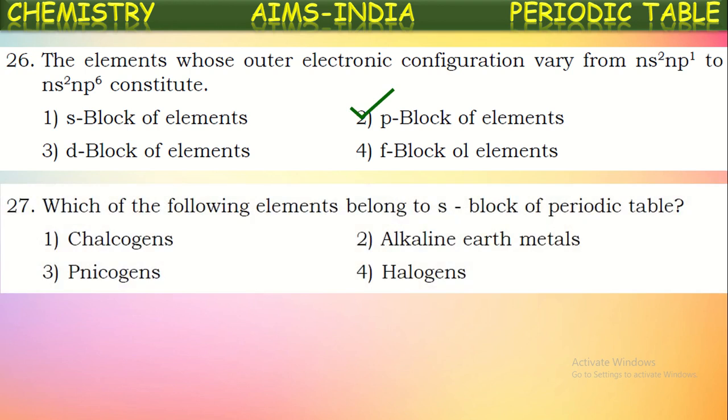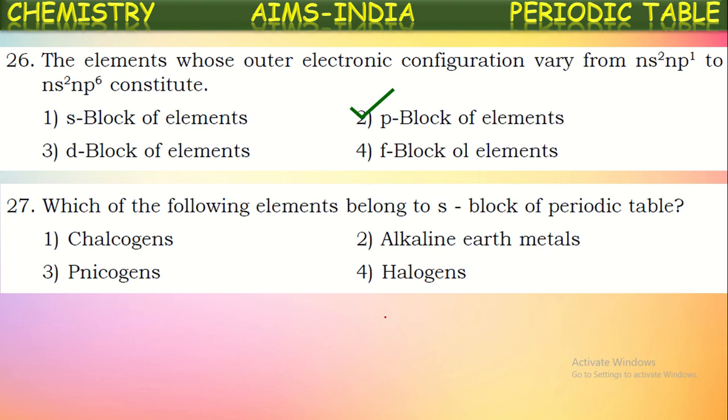Next one. Which of the following elements belong to s block of the periodic table? S block means the extreme left side two columns. We know the first column of this periodic table is considered as alkali metals, group 1A. In the same way, group 2A elements are known as alkaline earth metals. These alkali metals and alkaline earth metals together are called s block elements because for these the differentiating electron is present in the s subshell.